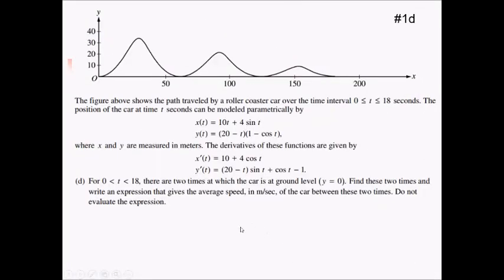For this last part of this roller coaster problem, they're telling us between 0 and 18 there are 2 times when the car is at ground level, in other words, y equals 0. We have to find these 2 times and write an expression for the average speed in meters per second of the car between these 2 times. And we don't have to evaluate it at least, but we do have to find the 2 times and set up something. So let's go to the calculator again.